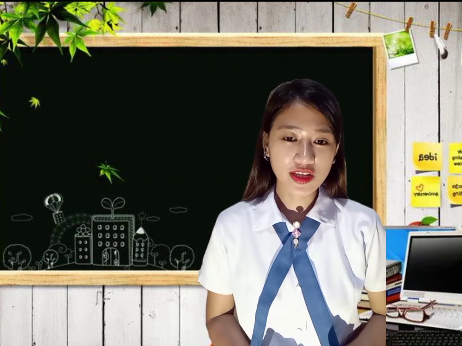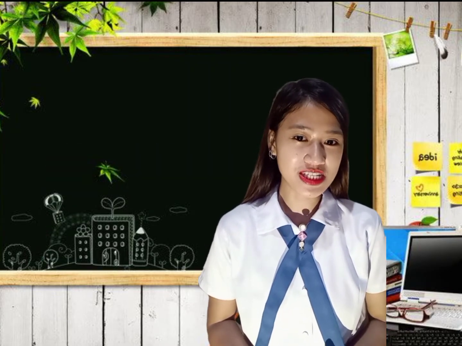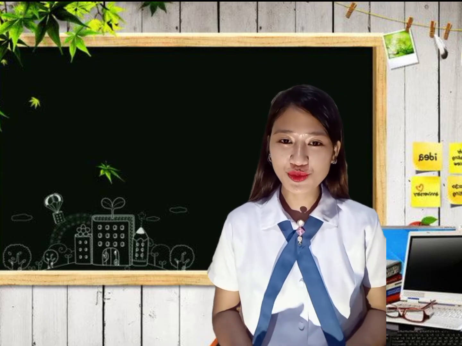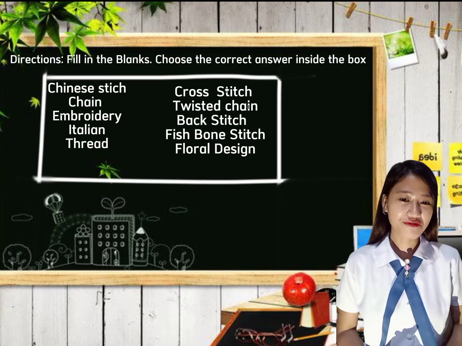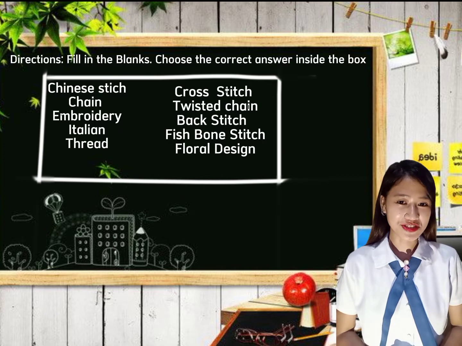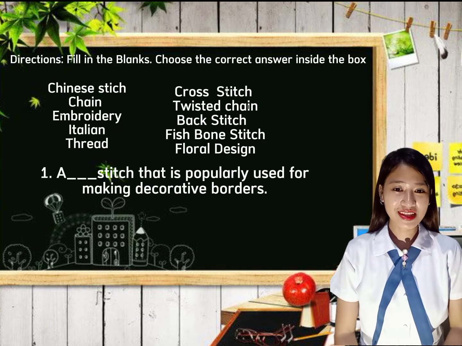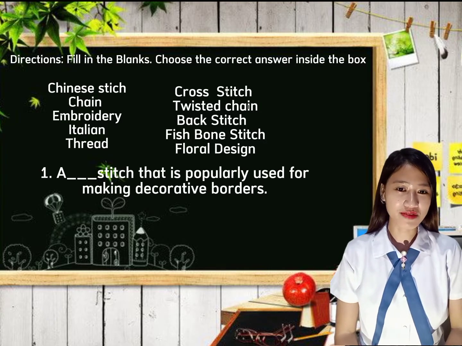Now we are done with our different kinds of embroidery stitches. To find out how much you have learned, let us do the activity. Are you ready? Let's go! Directions: fill in the blanks. Choose the correct answer inside the box. Number 1. A blank stitch that is popularly used for making decorative borders.